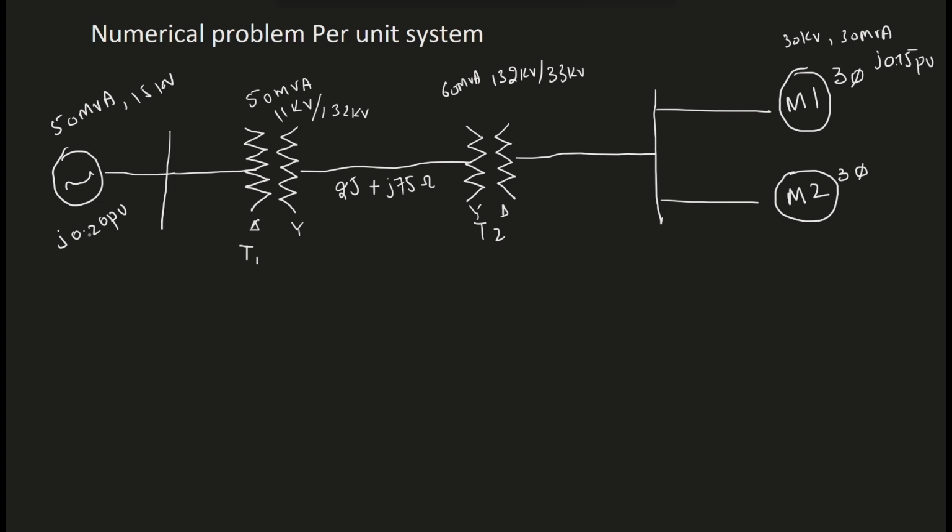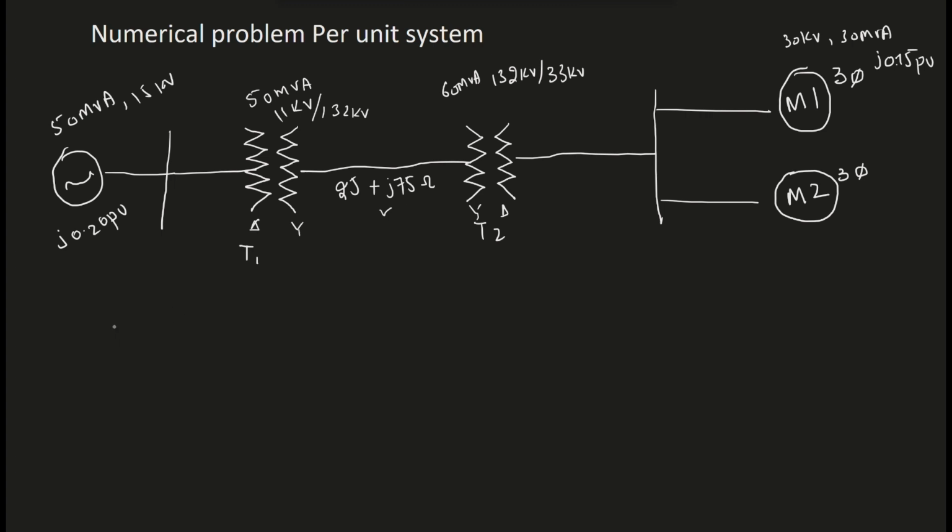Also the generator side impedance is given in per unit, so this will be treated as the old value, as we have already discussed in the previous lectures. This is also a per unit value, the old per unit value. And this will be treated as the actual value.